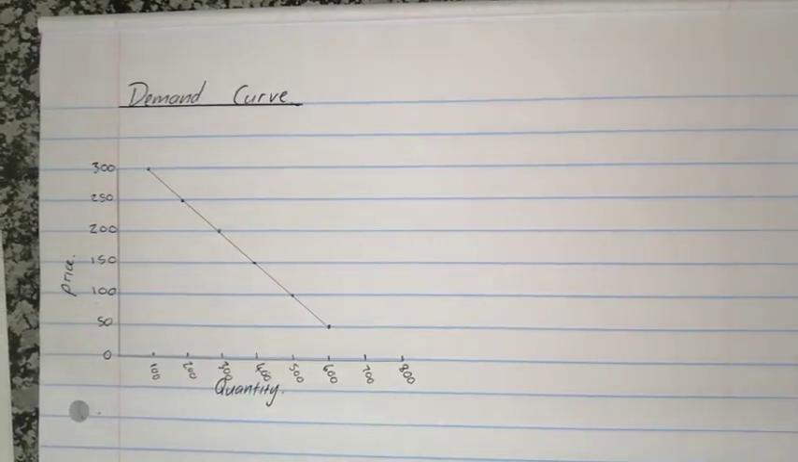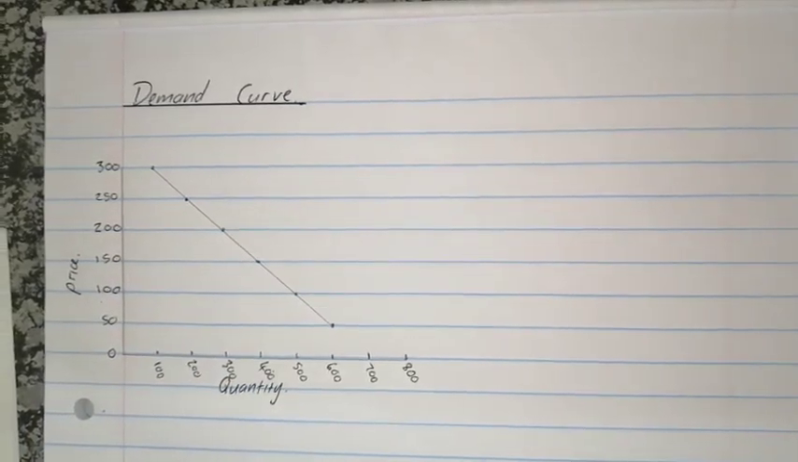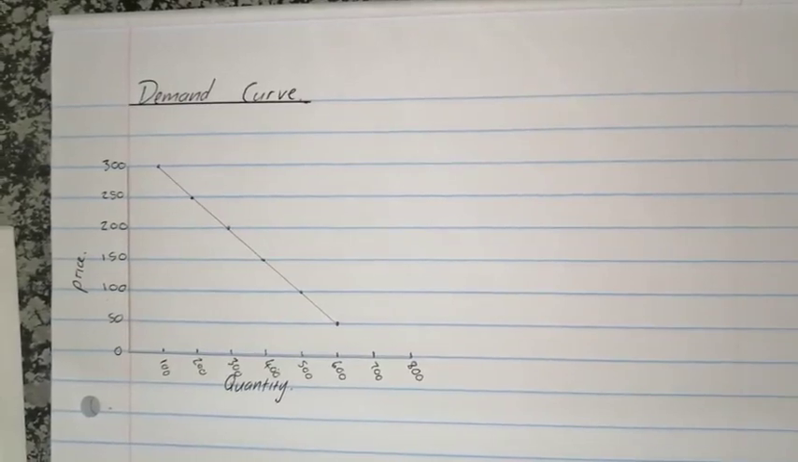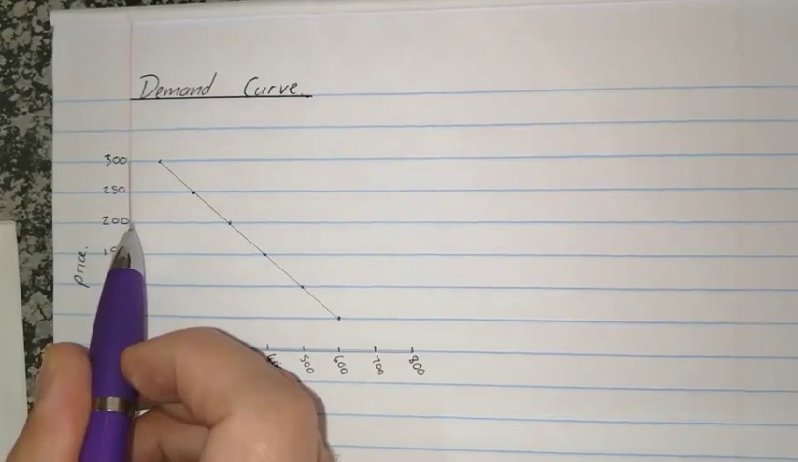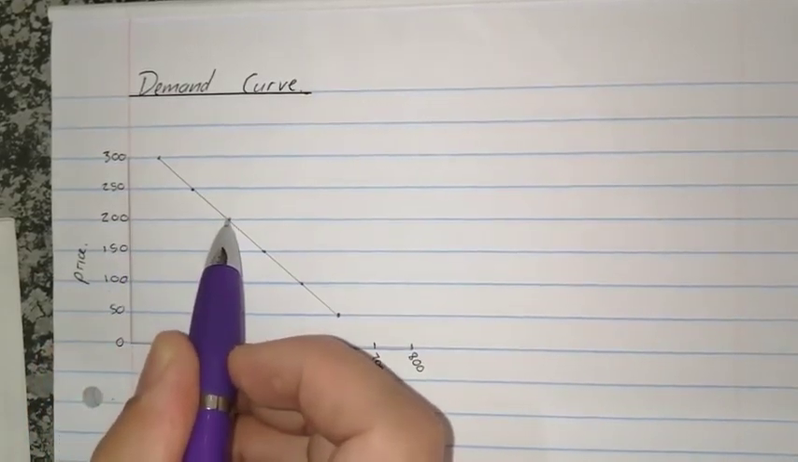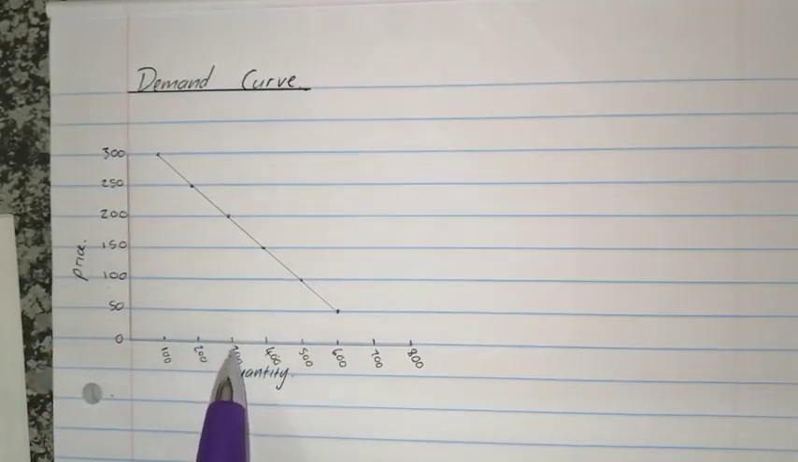We can also ask you guys, if the price per unit were to be 200 rand, what will the quantity demanded be? Then you will go to 200, draw a line all the way to the demand curve. Then you will go down and you will see the quantity demanded will be 300 units.